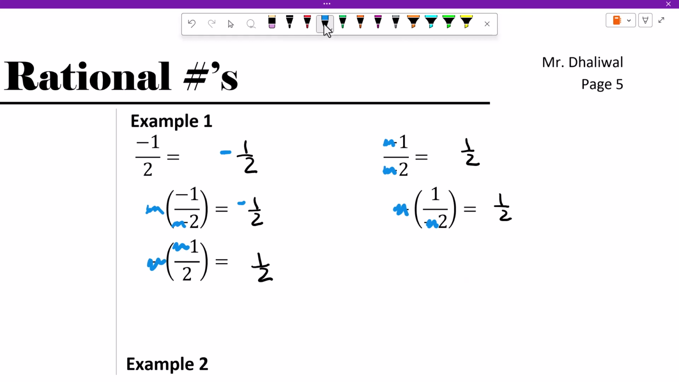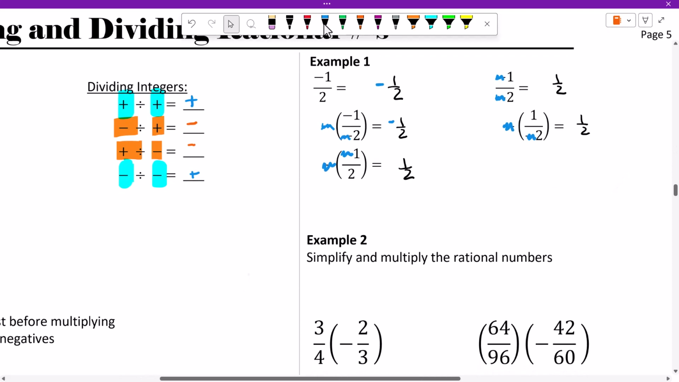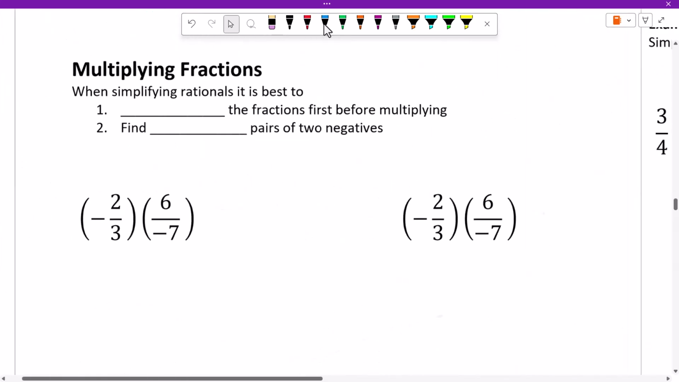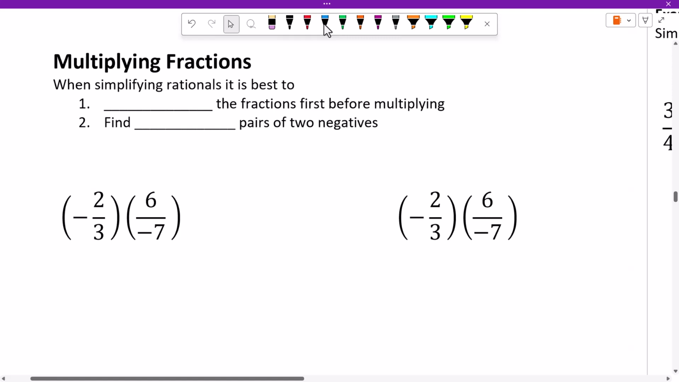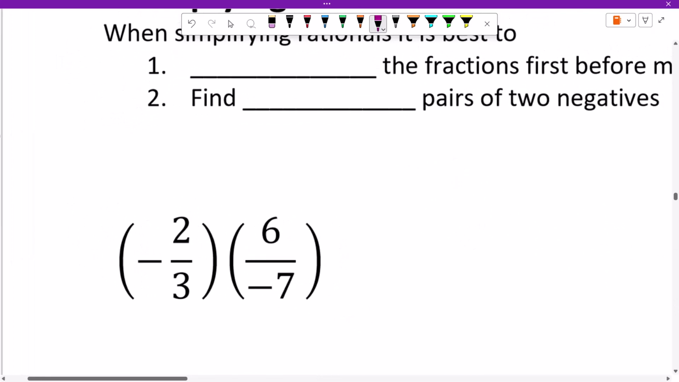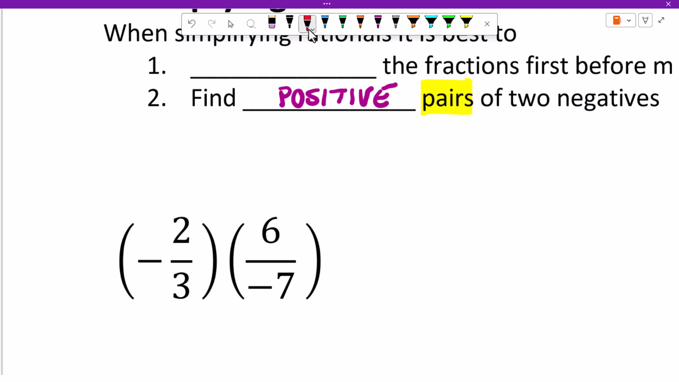All right. So when we are looking at multiplying or dividing, there's 2 things we need to do. We need to multiply, then simplify, and also combine the signs. So the first thing you should be looking for is to combine those negatives. That's called finding positive pairs of your negative signs. So the first question here on the left-hand side, I'm going to write a fraction out. Is it going to be a positive fraction on our final answer, or is it going to be a negative fraction? Positive.